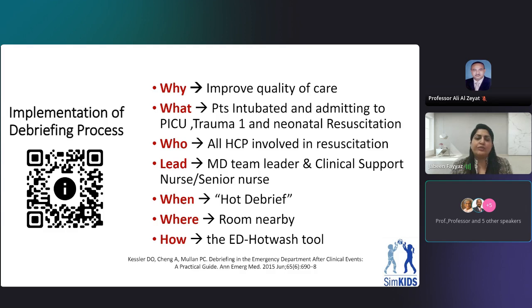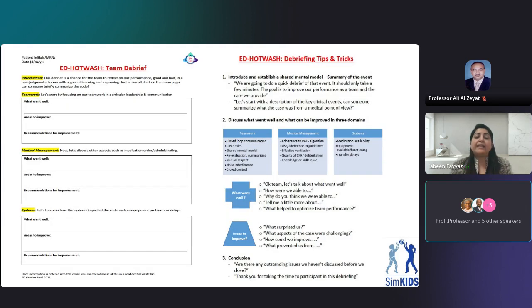And it is the tool which you utilize. It's called the ED hot wash tool. This is the tool, and the aim is to just do it for 5 to 10 minutes. You can see the multiple domains, which I'm going to elaborate, but what I want to bring your focus to is that on the back side of this tool, there are some suggestions provided, some how would you speak, how would you ask the team. So anybody who is even a novice debriefer or a novice person can utilize and use this tool.